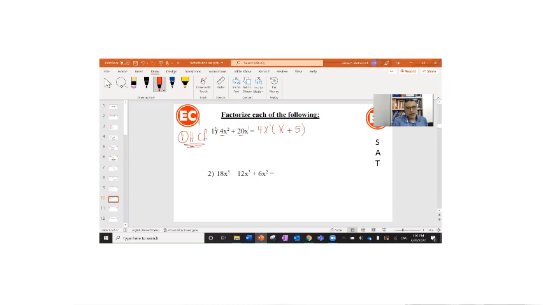For the second one, 18, 12, and 6. The highest common factor is 6. X power 2, x power 3, x power 5, the smallest power is x power 2. Then I divide it. 18 divided by 6 is 3. Subtract the power. 5 minus 2 is 3, so x power 3. Minus 12 divided by 6 is 2. Subtract the power, so it's x. Plus 6 divided by 6 is 1. X squared divided by x squared is 1.